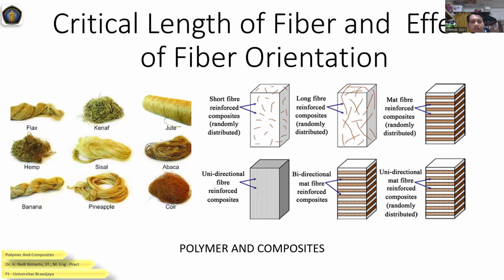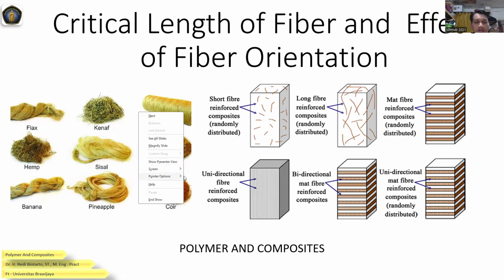Good morning, everyone. Today we are going to study the critical length of fiber and the effect of fiber orientation. As we know, in composites we have a lot of kinds of fiber, like flax, kenaf, jute, hemp, sisal, abaca, banana, pineapple, coir, and so on.